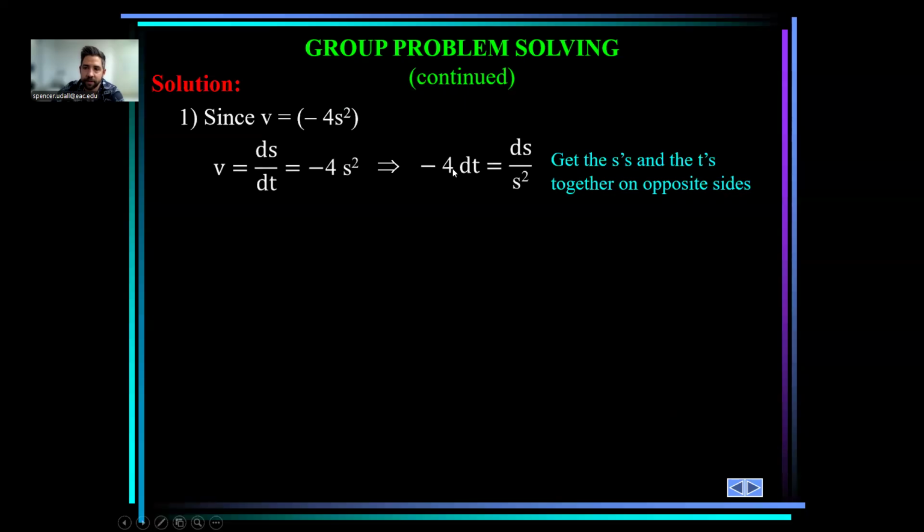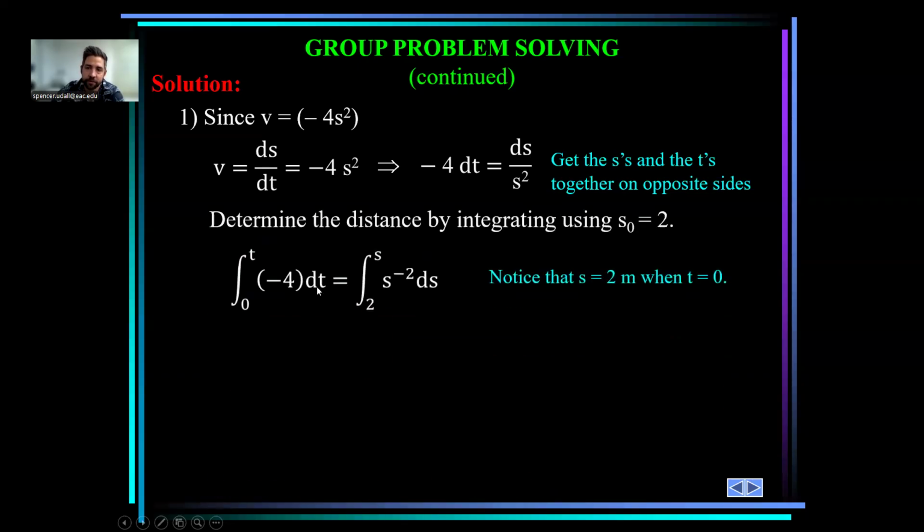So that's what I've done here. I've taken the negative 4 and multiplied it by dt. So dt canceled here, and then I've got the dt there. And then I've got ds. I'm dividing s squared over that side. Now I've got the t's on one side, the s's together on the other side. Now that's something I can integrate.